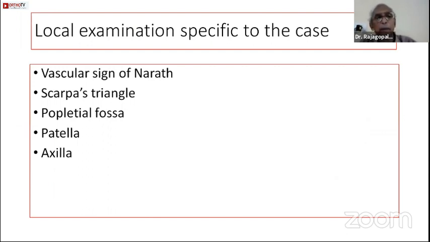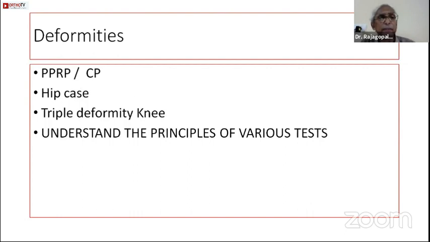or palpation of Scarpa triangle in the hip, popliteal fossa and patella in the knee and axilla in the shoulder, like that. Each will be specific to each joint, so I won't go into that.